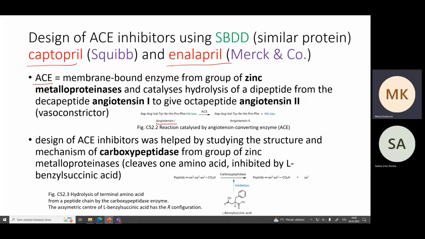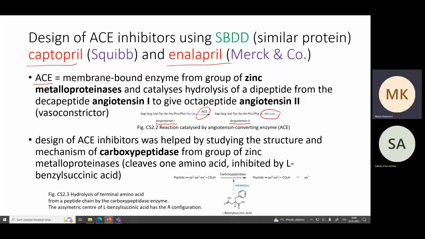Angiotensin 1 is the decapeptide, and the angiotensin converting enzyme splits a dipeptide residue to get angiotensin 2, which is a strong vasoconstrictor. When we inhibit angiotensin converting enzyme, we are able to decrease high blood pressure in patients with hypertension. So the 3D structure of angiotensin converting enzyme was not known.